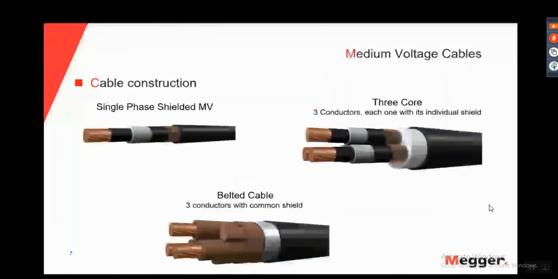Regarding the constructions of the cable, besides the previous one, which was the single-phase shielded medium voltage cable, we can have the three-core cable in which we have 3 conductors, each one with its individual shield. And also we have the belted cable. In this case, we have 3 conductors, but we have a common shield. So these are the different cable constructions we can have in medium voltage cables.